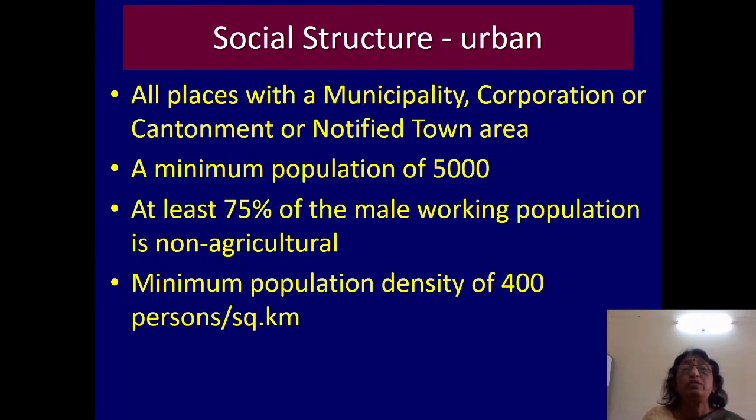A minimum population of 5,000 exists in an urban area, and 75% of the males should work in the non-agricultural sector in a given city or town to say that it is an urban area. Got it? Non-agriculture sector. And minimum population density is 4,000 persons per square meter. So, which is the most densely populated city in the world? Find out and let me know in my next class.